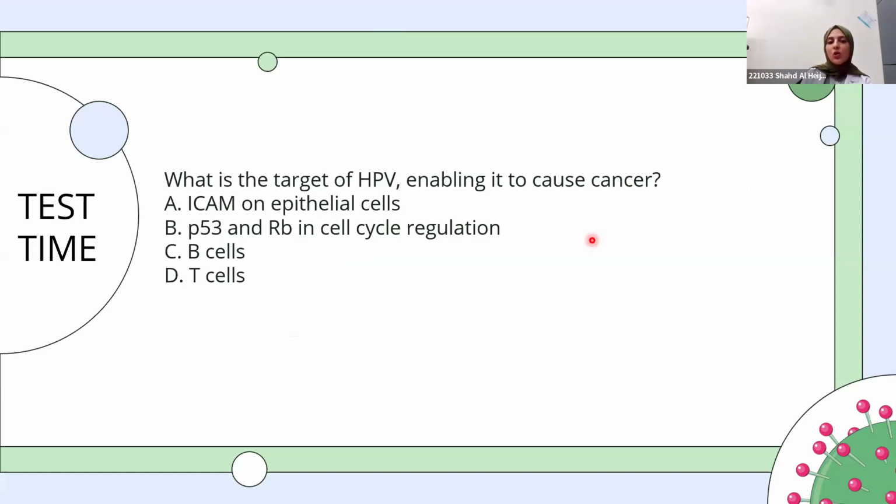Next question. What is the target of HPV, enabling it to cause cancer? In other words, why is HPV oncogenic? What does it affect? Okay, we have a few answers. Yes. HPV has E6 and E7. E6 and E7 will affect the cell cycle regulation by affecting P53 and retinoblastoma.